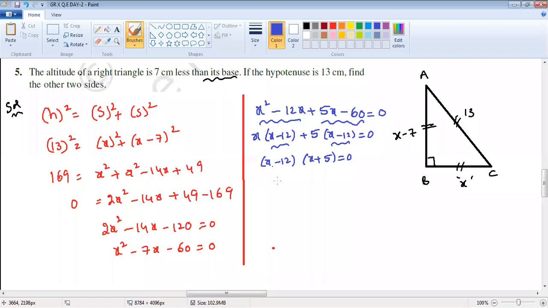Yes, sir. Then we can take it like x minus 12 is equal to 0 or x plus 5 is equal to 0. Then what can I write? x equal to 12 or x equal to minus 5. This is neglected. Why? Yes, sir. Why is it neglected?